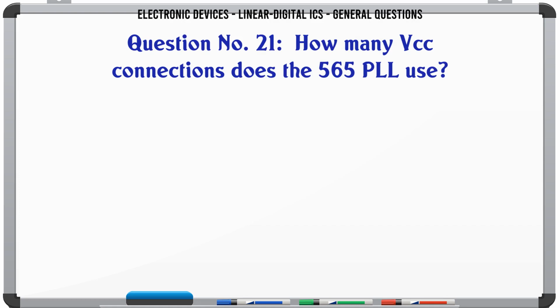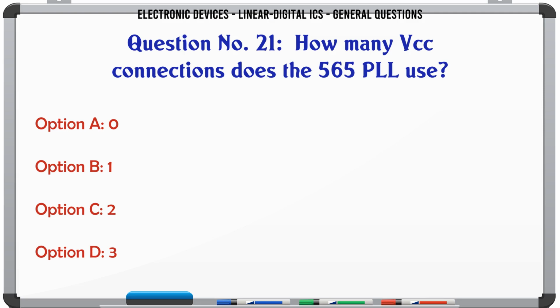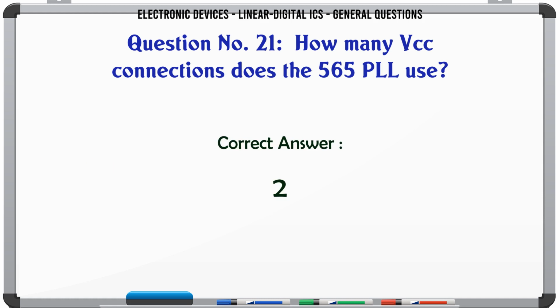How many VCC connections does the 565 PLL use? A. 0, B. 1, C. 2, D. 3. The correct answer is 2.